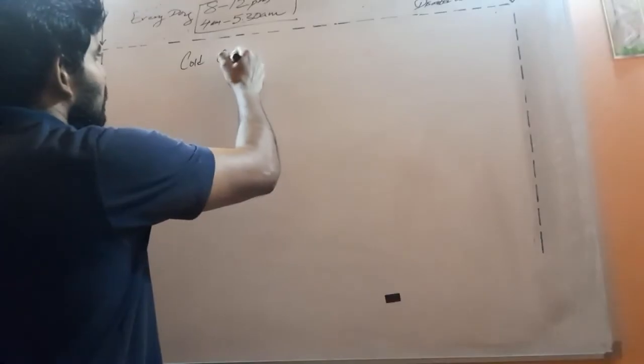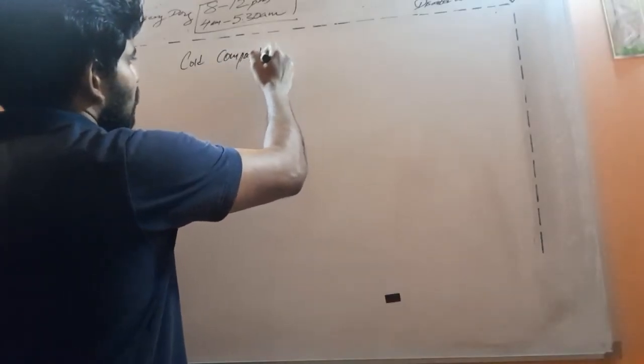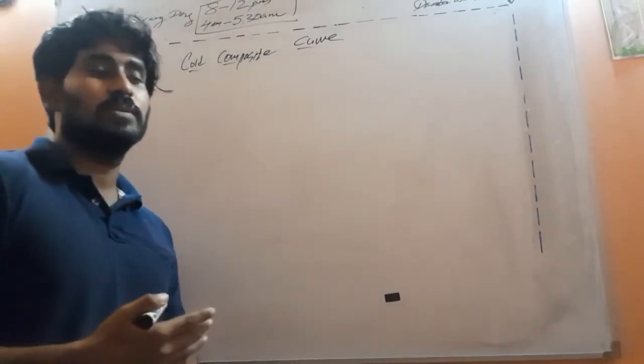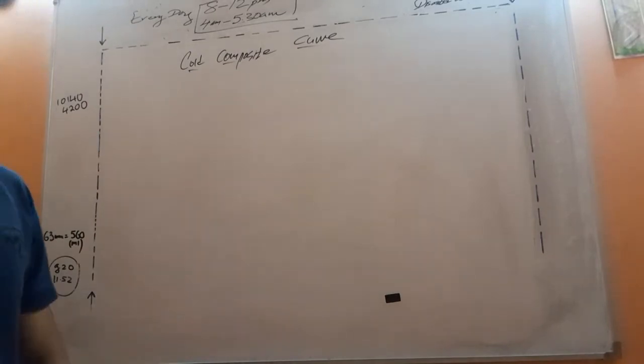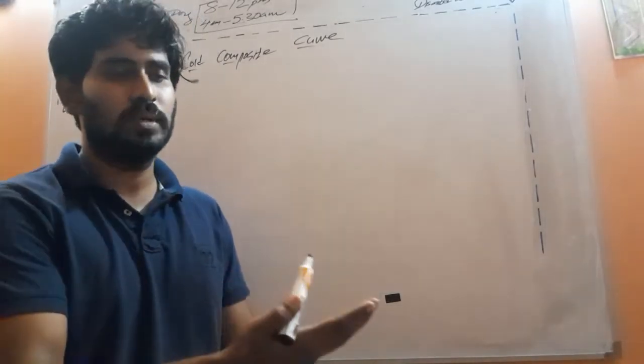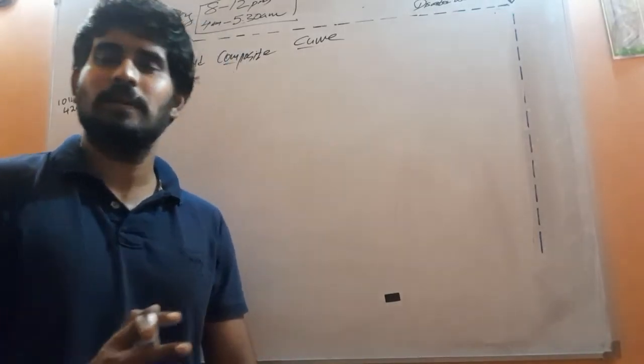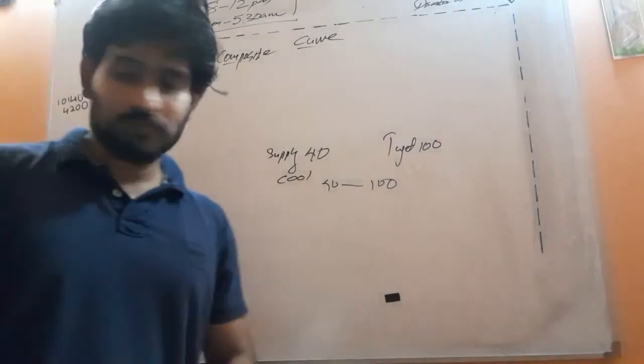Cold composite curve. Before sketching the curve, first of all you need to identify the temperature profiles or the processes that you need. By looking at the processes, you can identify that. So how to define the cold profile? In a cold profile, that is very easy. The supply temperature is lesser than the target temperature.